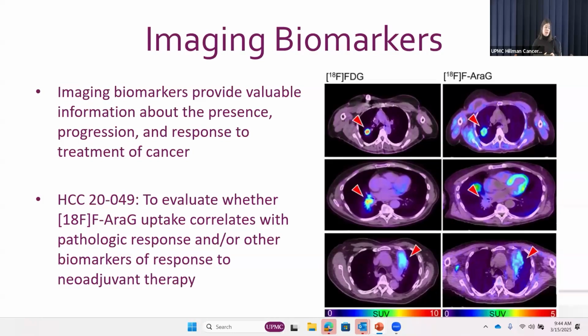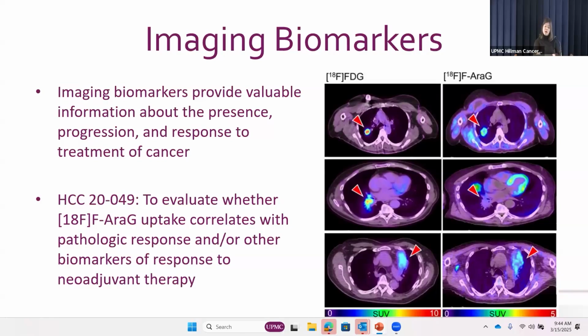So 20049 is a study of Dr. Devar that is now close to accrual, but this had a sub-objective of looking at this RAG PET scan to correlate with pathologic response and other biomarkers in neoadjuvant treated patients.